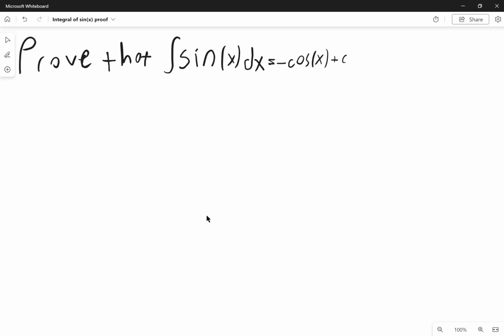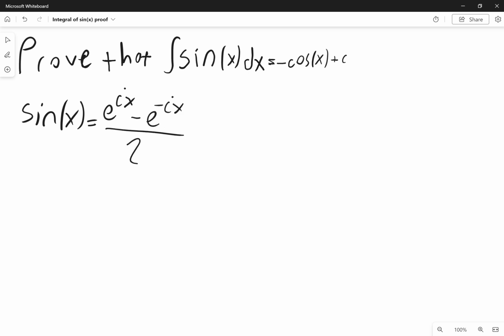So today we're going to be proving this integral by using complex numbers. First off, we know that sine of x is equal to e to the ix minus e to the negative ix divided by 2i. We can use this definition to replace sine x. So we have in the integral e to the ix minus e to the negative ix divided by 2i.